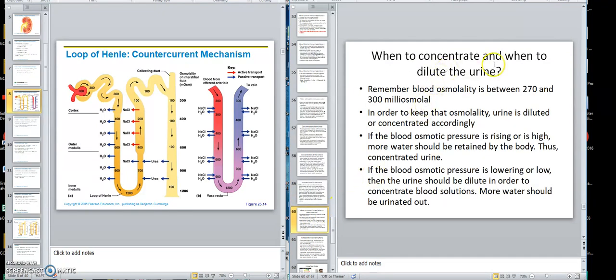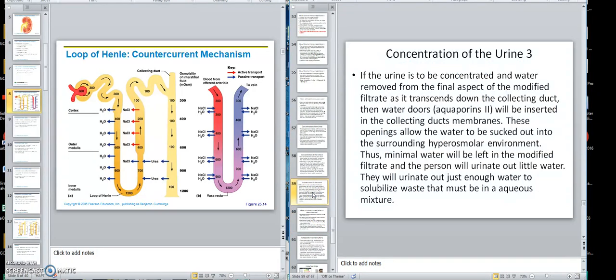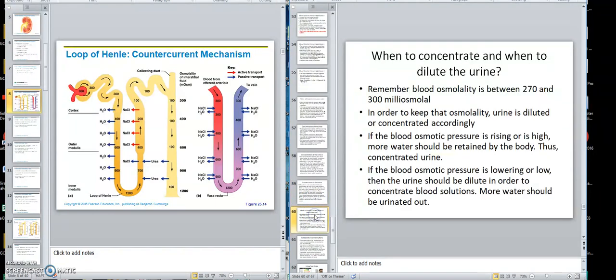When to concentrate and when to dilute the urine. Now, we showed what happens to concentrate. Put water doors in, it becomes concentrated. Put no water doors in, the urine is dilute. So the question is, when to concentrate and when to dilute the urine. Remember that blood osmolality is about 270 to 300 milliosmolal. In order to keep that osmolality, urine is diluted or concentrated, quote, accordingly.